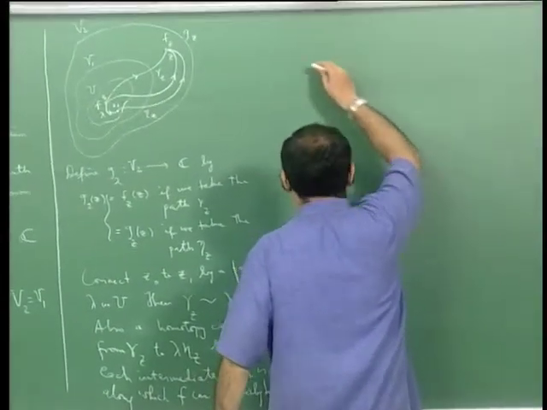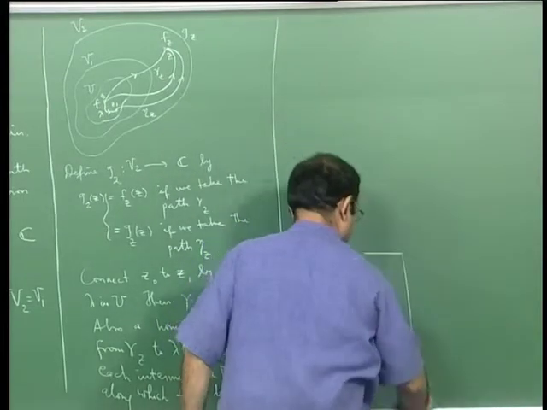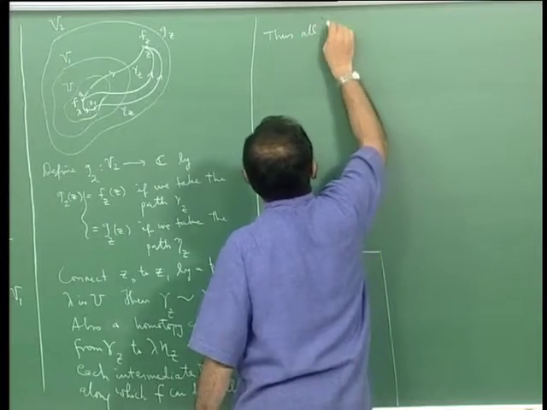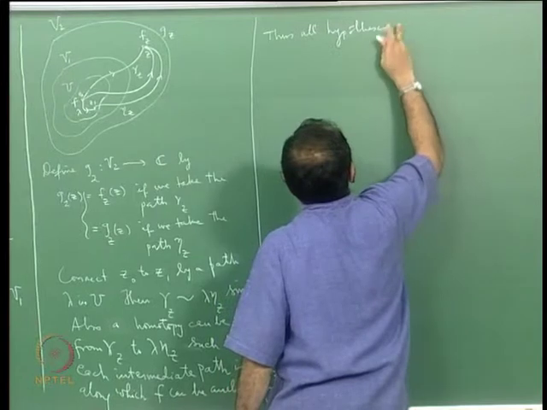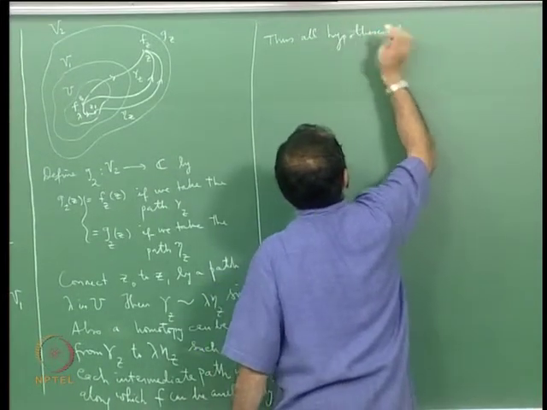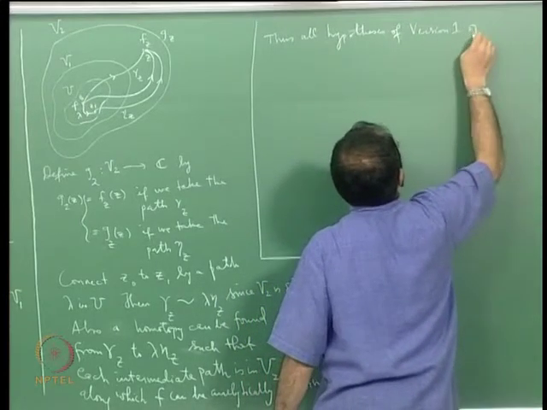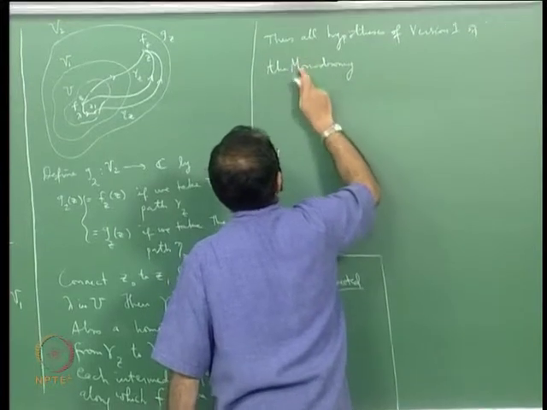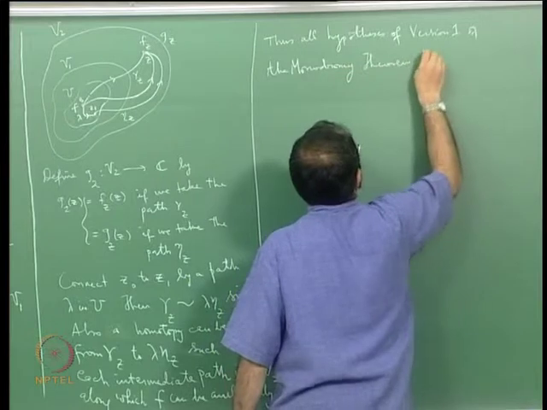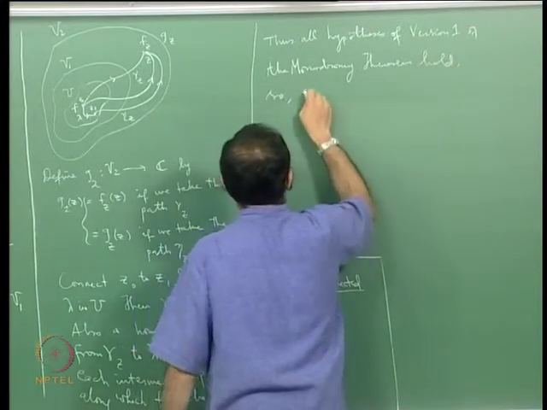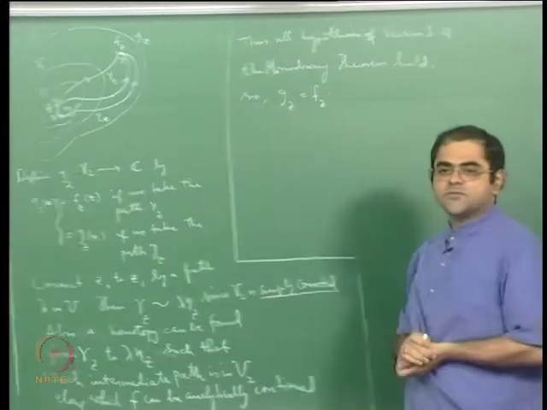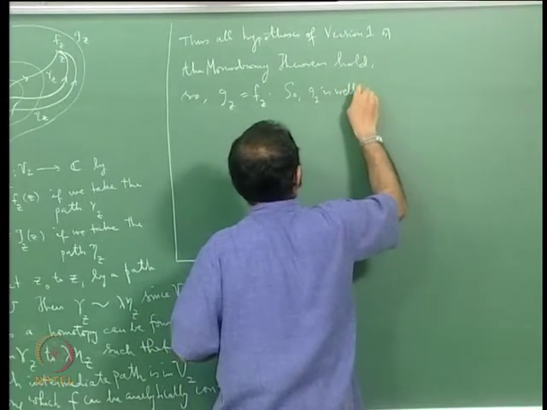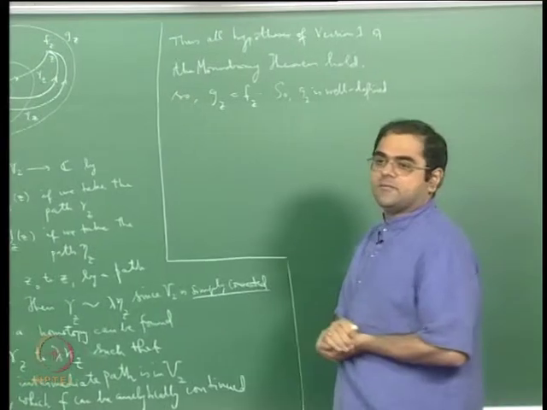So let me write that down. Thus all hypotheses of version 1 of the monodromy theorem hold. So Gz will be equal to Fz. These two functions are the same. So what this tells you is that G2 is well defined. So I have managed to define a function G2.